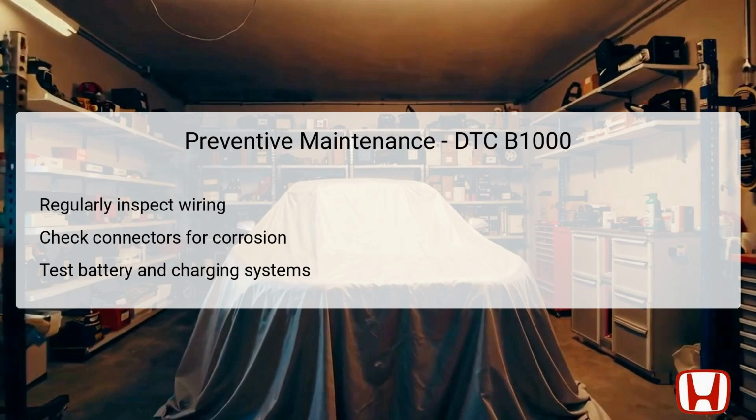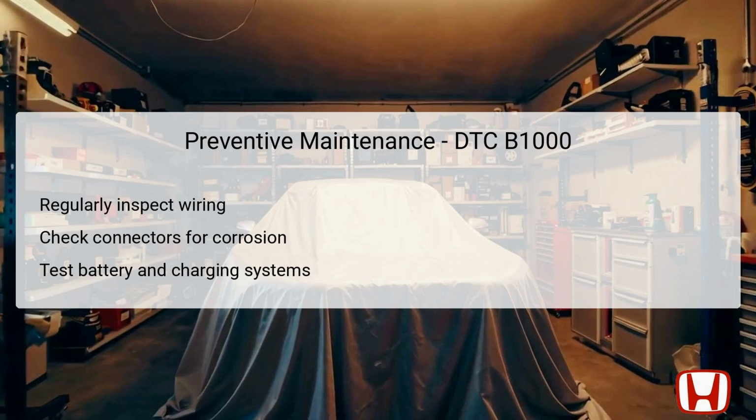Regular inspections of wiring within the vehicle should be conducted, particularly for areas near the connectors or where wires may experience wear. This includes checking for corrosion in connectors, which can disrupt communication. Proactively maintaining electrical systems can help to minimize issues arising from poor connections or damaged wires.